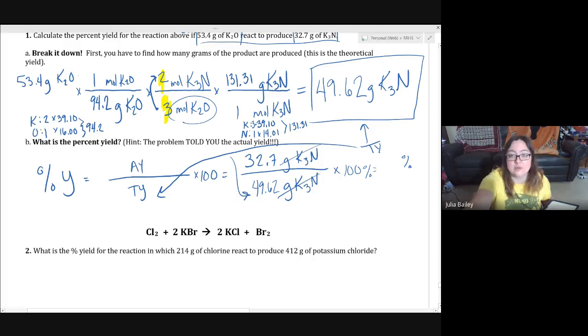So now we're going to use that formula, actual yield, 32.7, over theoretical yield, which is 49.62, the number we just found, times 100, and it comes out to 65.90% for our yield. 65% is not a good yield, by the way.